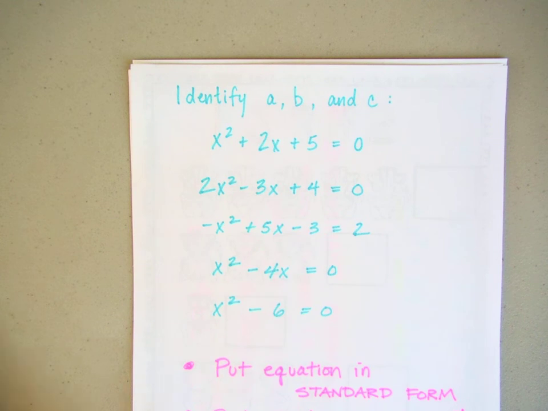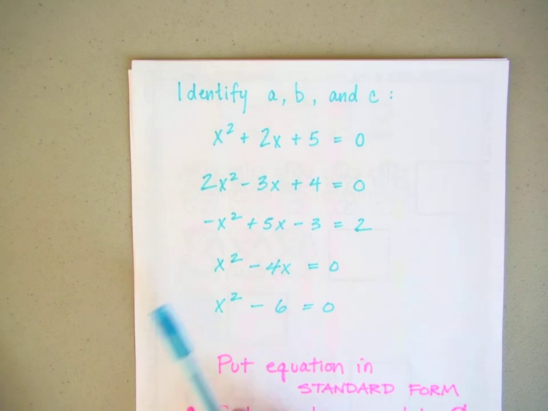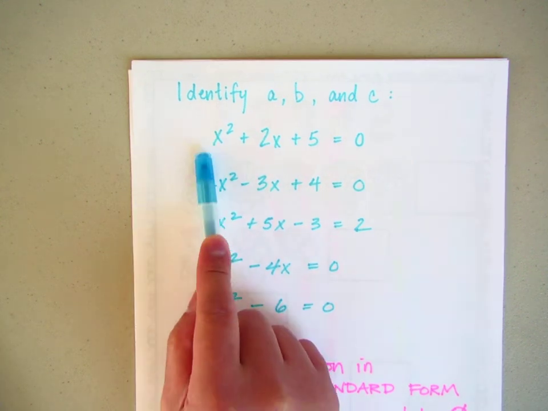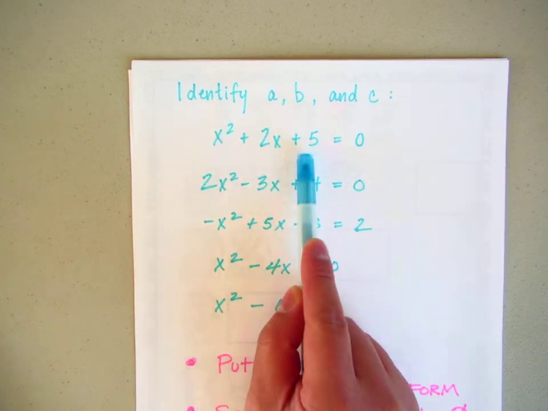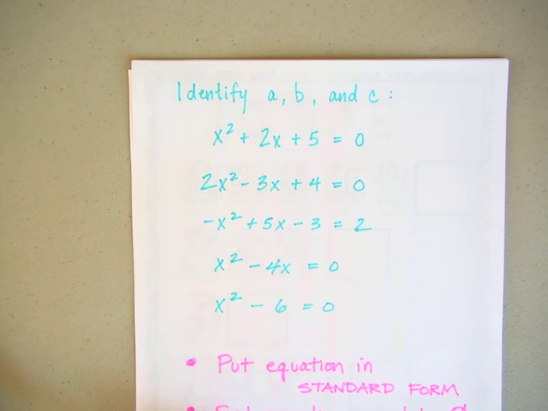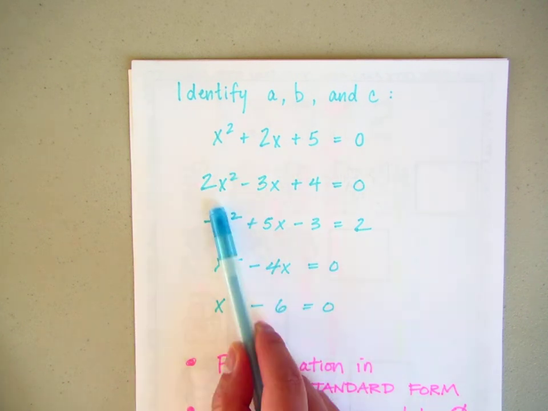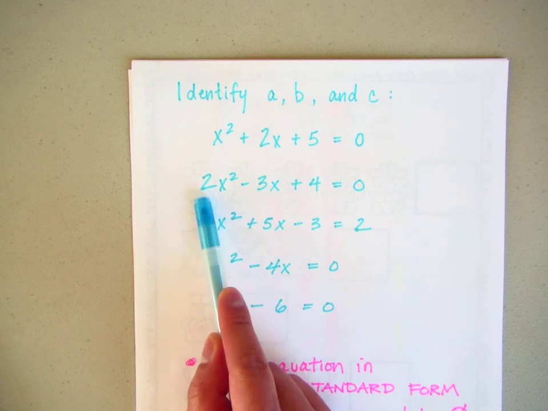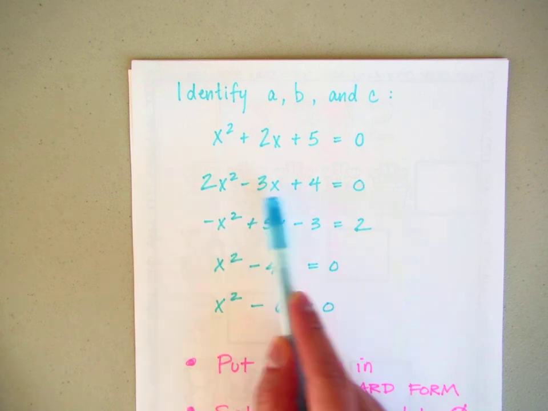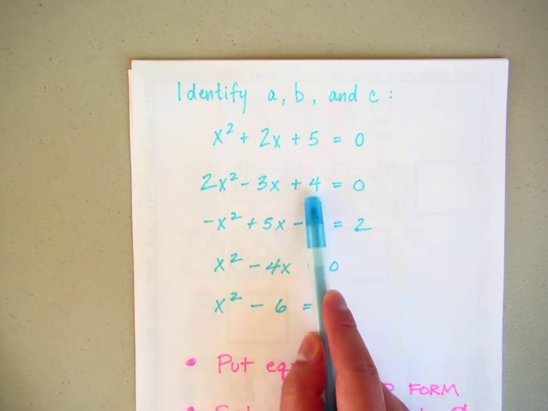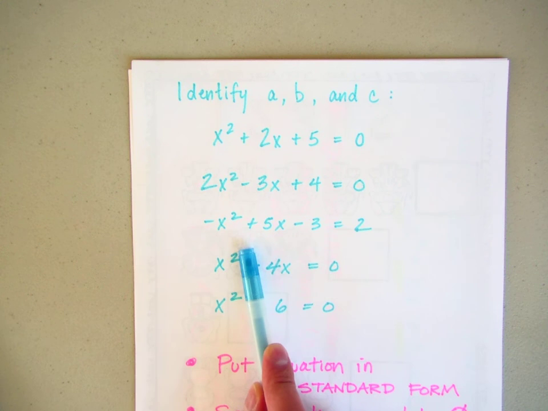And then if you think about it here, for the first one, what are the values of A, B, and C? In order, A, B, and C, I'm not going to write them down. A is 1, B is 2, C is positive 5. 1, 2, 5. Second example here, A, B, and C in order: 2, negative 3, and 4. Now, careful when you try this third one here.